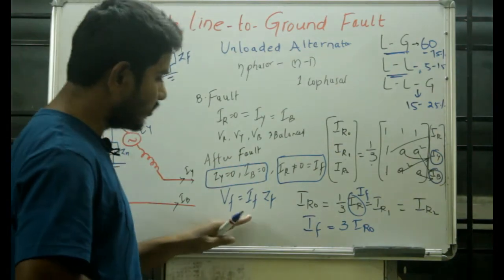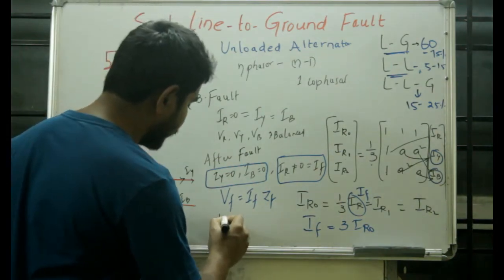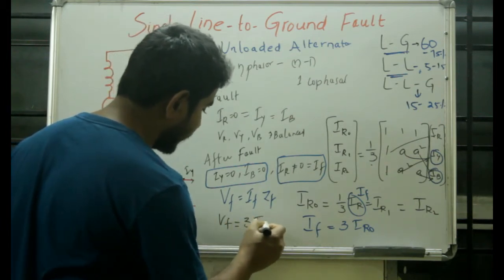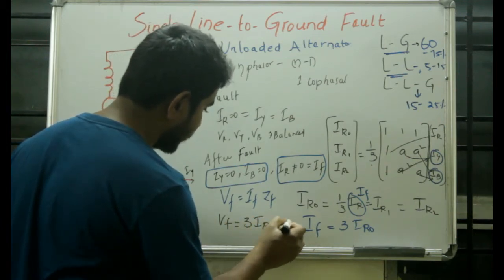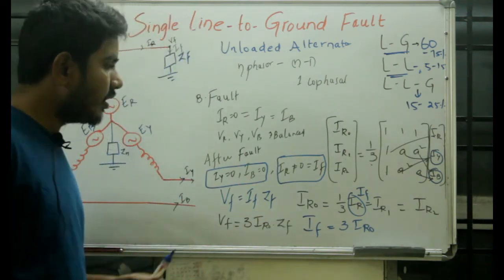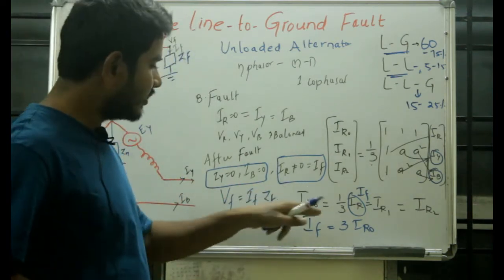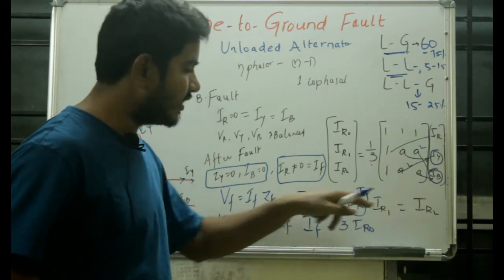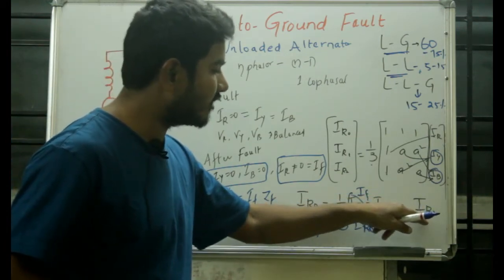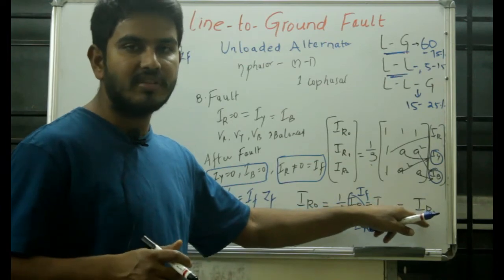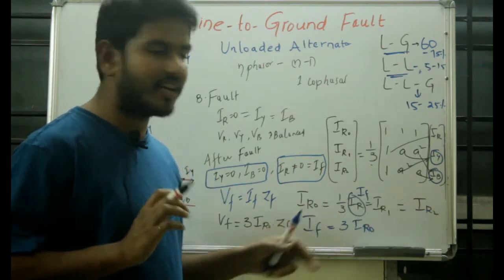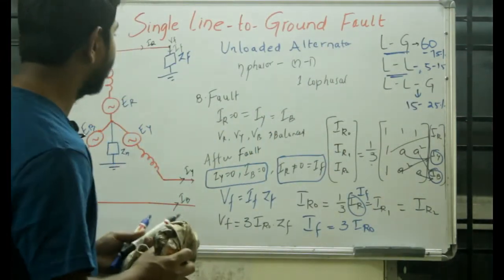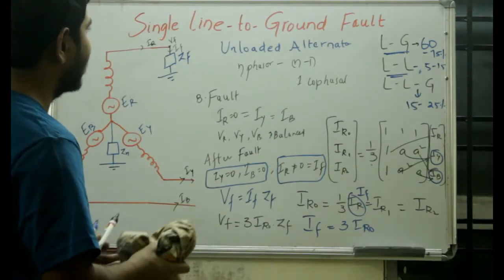So from here you can see that we have seen VF will be equal to IF, which is 3 times of IR0, into ZF. Okay, now as you can see here, the positive sequence current, the zero sequence current and the negative sequence currents are equal. That means they must be connected in series, right? So let us draw the equivalent circuit for this star connected load, which is line to ground.